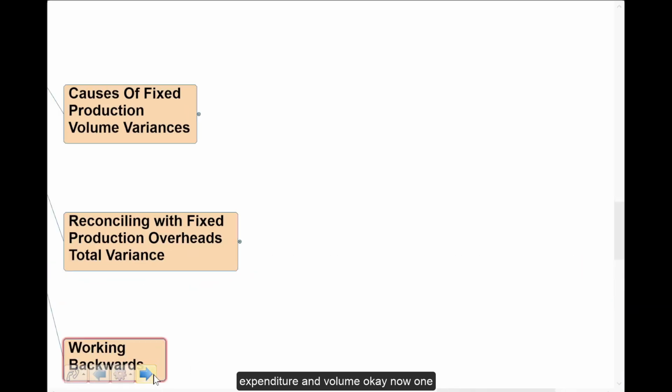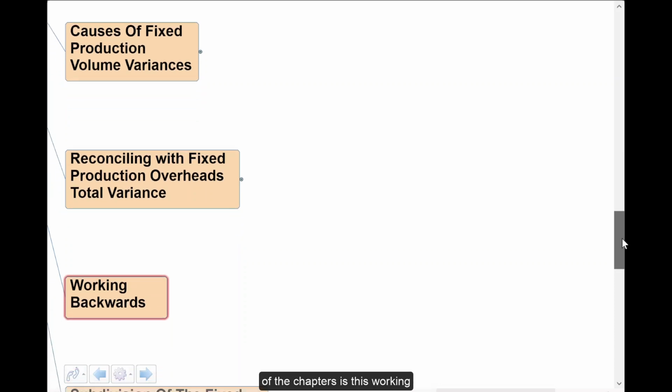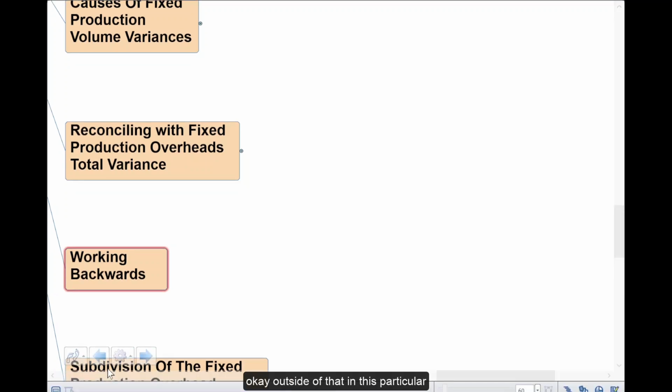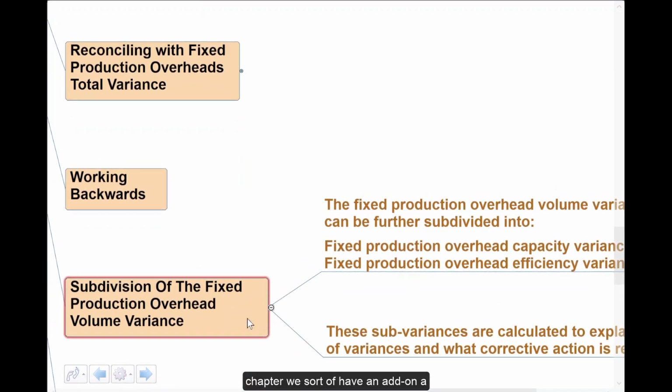Now, one other key point I've mentioned in each of the chapters is this working backwards thing. All that means, and I'd ask you to work through the relevant section of the chapter, is just being able to go front to back and back to front. In other words, to be able to go from the variance itself, if you're given it, back to the individual calculations.